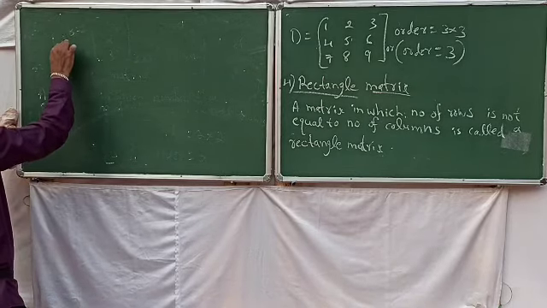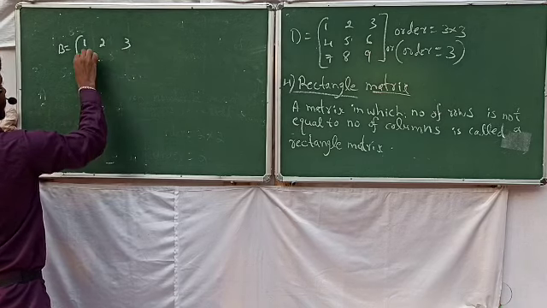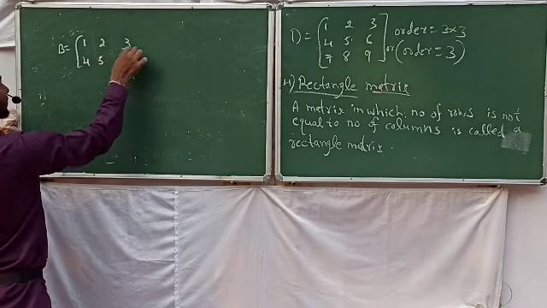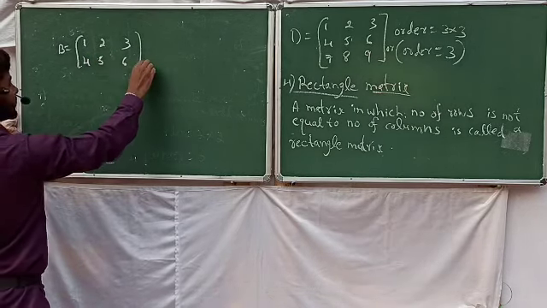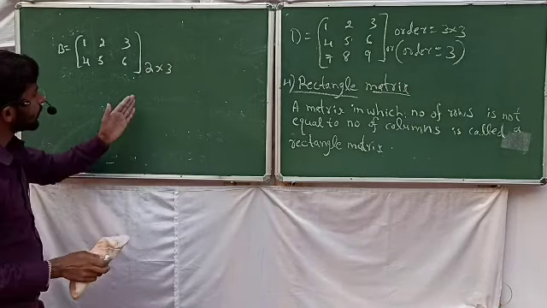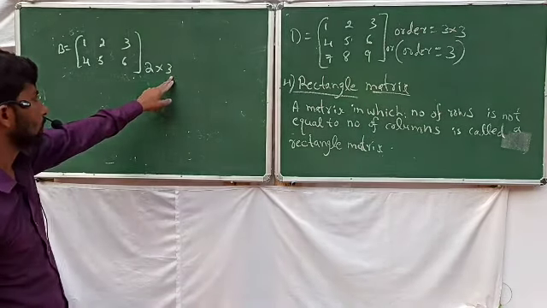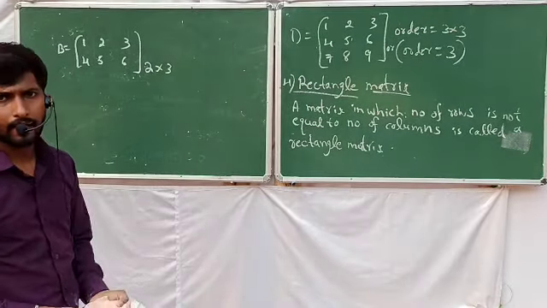Matrix B is equal to 1, 2, 3, 4, 5, 6. See here, the order of this matrix is equal to 2 by 3. Clearly, by observing the order you can say the number of rows is not equal to the number of columns. It's one example of a rectangular matrix.